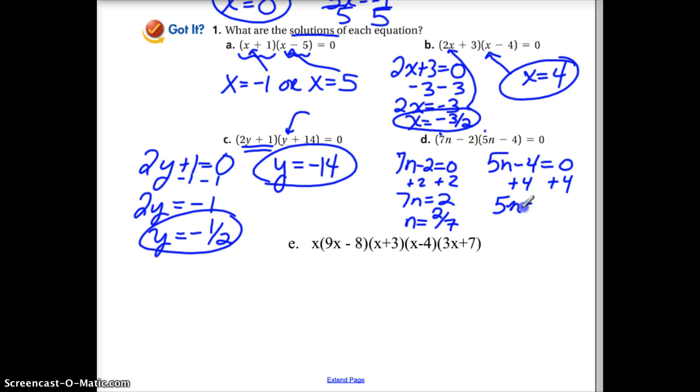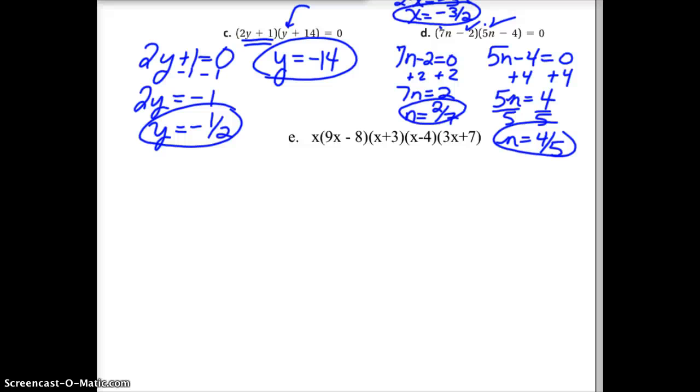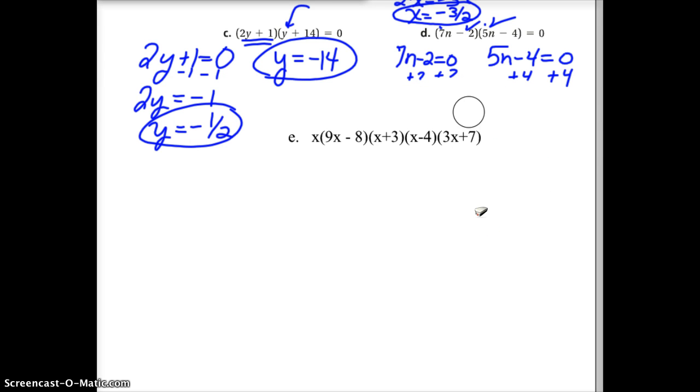I'm going to get 5n is equal to positive 4. I divide both sides by 5, and I get n is equal to 4/5. And these are my two solutions when I had two factors that multiply to equal 0. And it seems pretty easy, and I could use that theory no matter how many factors I have. So on this one, if I have all of this stuff set equal to 0, I have 1, 2, 3, 4, 5 factors. It means I'm going to have 5 answers. If those 5 things multiply to equal 0, one of them's got to be 0.